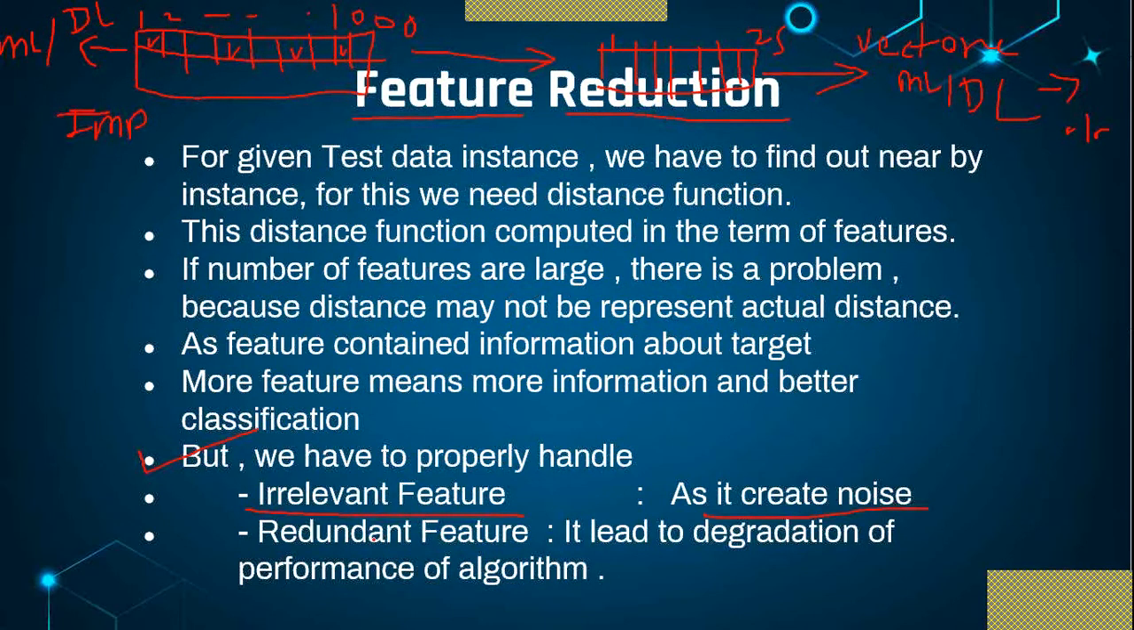Then redundant features. Redundant features means features that are available multiple times. So you can remove those features also. So irrelevant features and redundant features you can remove from your data set, and using that you can reduce the features in your data set.